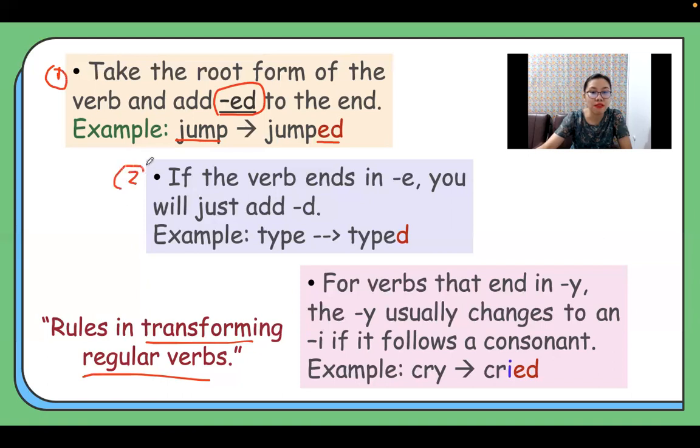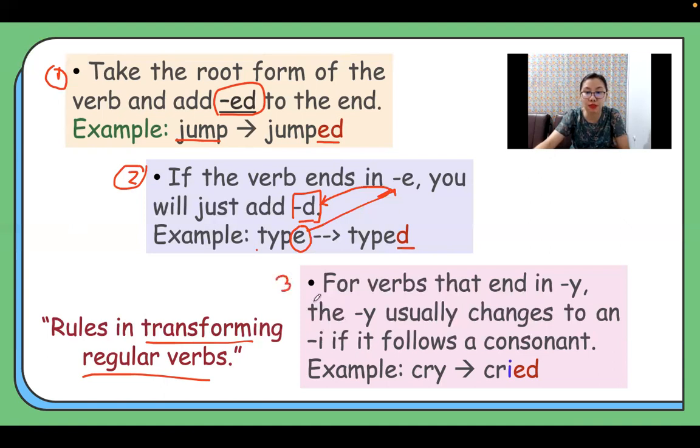The second rule is, if the verb ends with e, you will just add the letter d. So if we have the word type, what is type? Type your English name, type your number and class. The verb type ends with e. Now, verbs that end with e, we just have to add d to make it past tense. So we have typed. Type becomes typed. Give me the d sound at the last part.